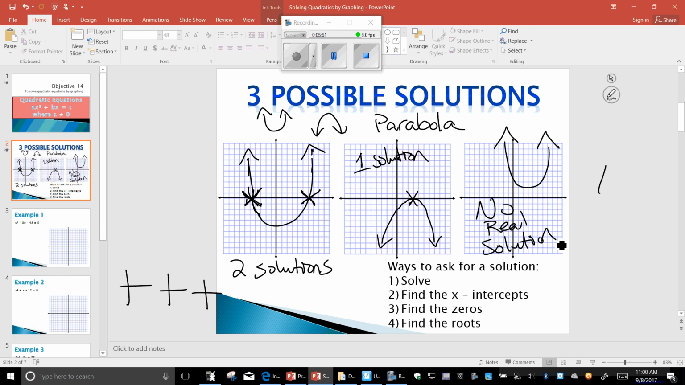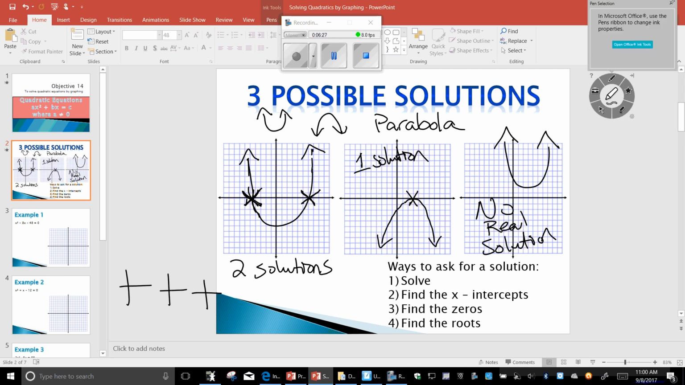So graphing is great if you're looking for real answers. If it's not crossing, there's no real solution. So if there's no real solution, what kind of solutions are there? There are going to be imaginary solutions, and you're going to have to use a different method to find the imaginaries, okay? We'll either be using the quadratic formula or completing the square to find the imaginaries. So really, today's lesson, I'm going to let you leave it as no real solution, okay, until I show you how to find the imaginaries.